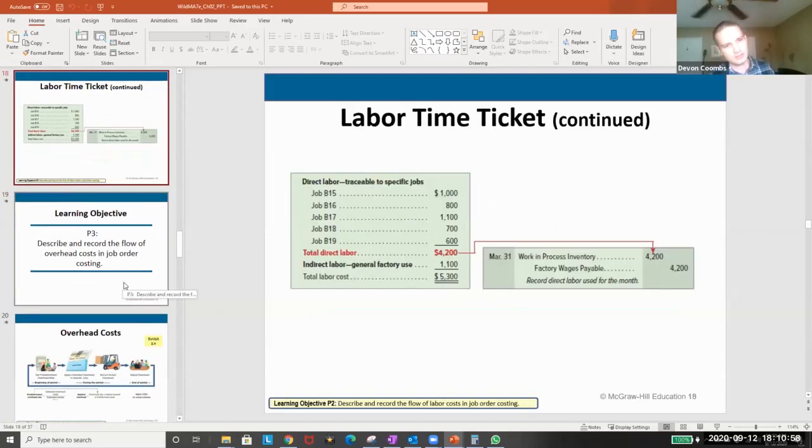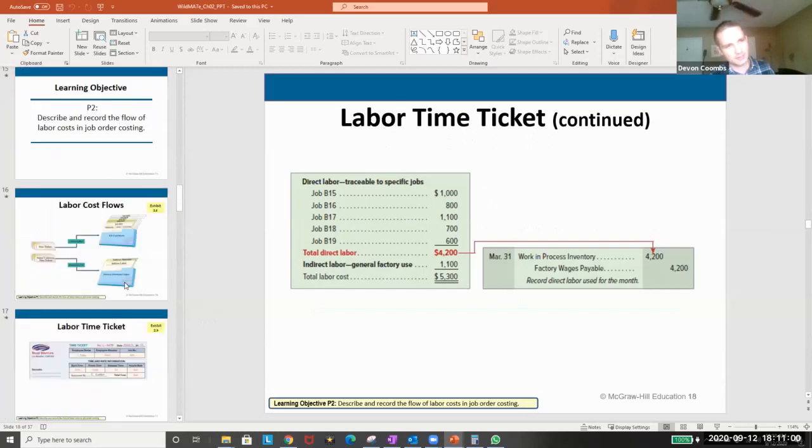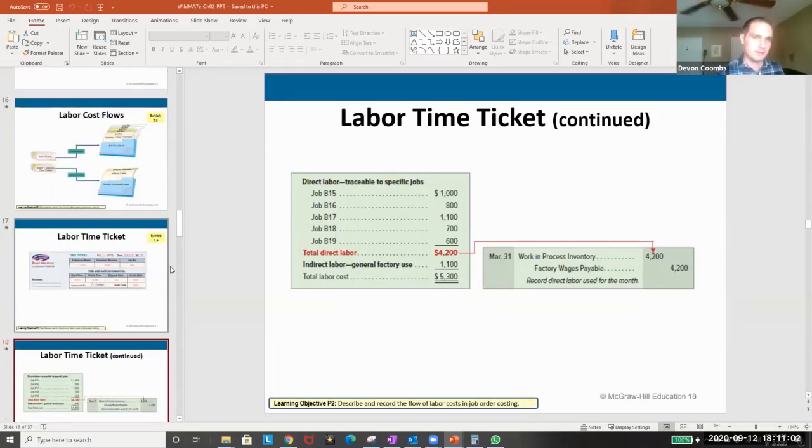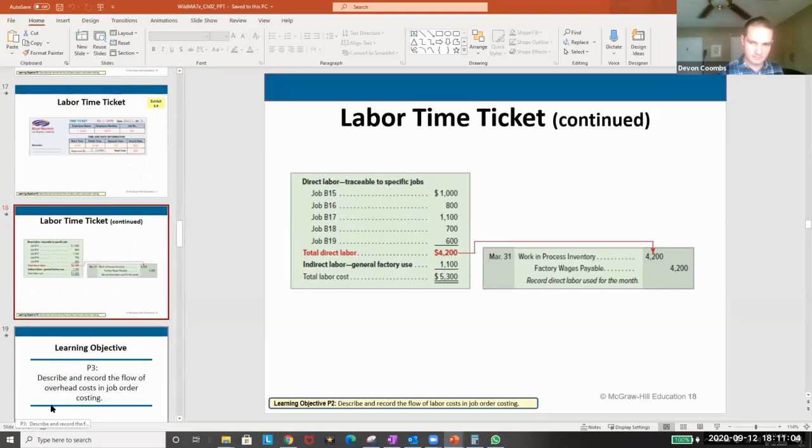Any questions here for the direct labor, the flow of direct labor and direct materials? For the job cost sheet, does the customer ever see that? No, no. Good question. We generally don't want our customer to know our costs. It's just for us to determine our profitability.